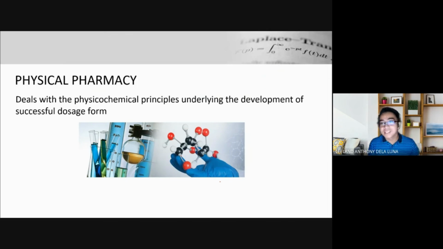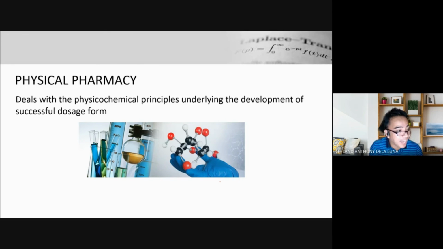Next, physical pharmacy, yung ating topic. Okay, ang dami ko nang sinabi for other subjects. Wala pa ako sinasabi tungkol sa subject natin. So it deals, class, with the physicochemical principles underlying the development of successful dosage forms. So basically class, ang goal natin dito is identify what are the physical and chemical properties of our drugs that would make a good dosage form.